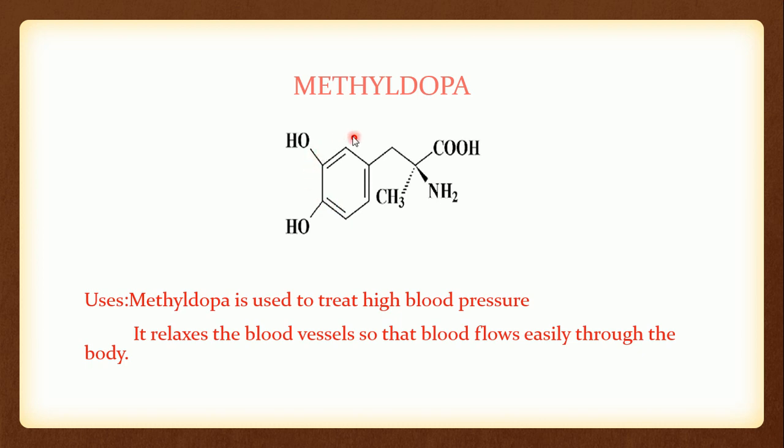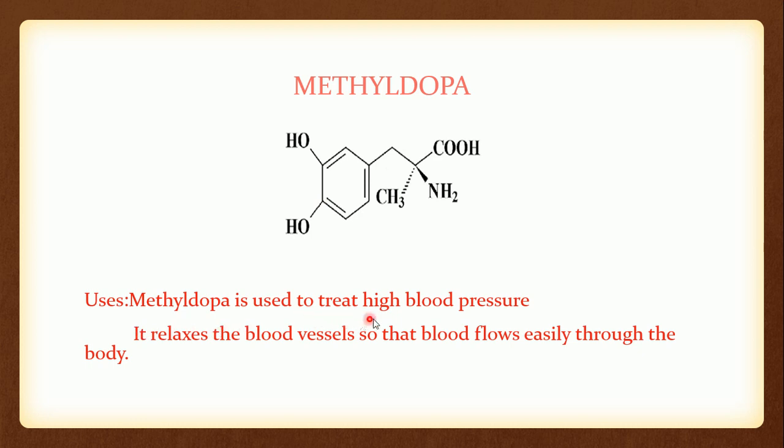So how to remember this structure? This is a phenyl ring containing 2 hydroxy groups at the third and fourth positions. Consider this one as the first position, second position, third and fourth. A dihydroxy phenyl group is present. To this dihydroxy phenyl ring at the first position, an ethyl amino group is present. CH2, CH, NH2 is called the ethyl amino group. To this first carbon, a carboxylic acid group and a methyl group are present. If the methyl group is not there, then we consider it as the dopamine structure. If the methyl group is present, that is called the methyl dopa structure.